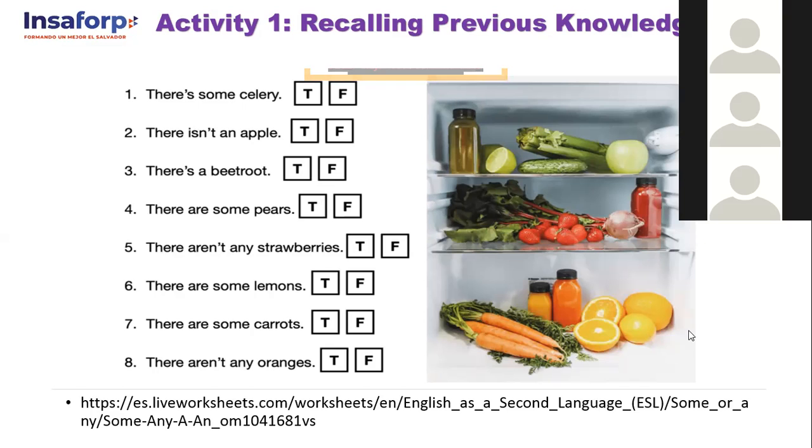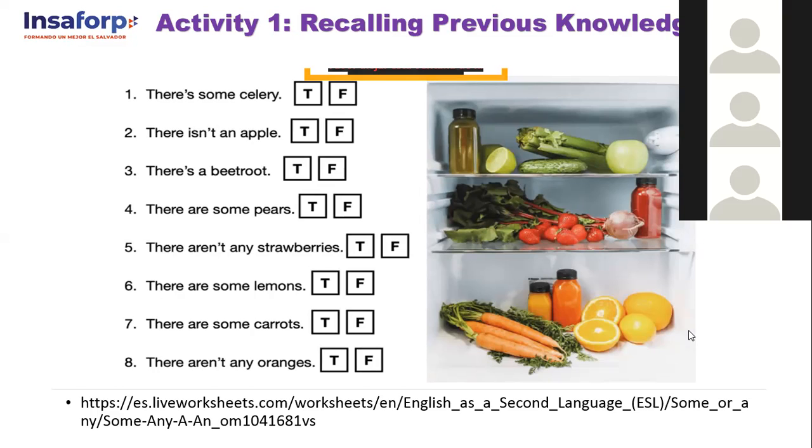Okay, number three, Carlita. There is a beetroot. Beetroot. There is a beetroot. True? No. No. False. What is it? ¿Cómo es la pregunta? In English. What is the meaning of beetroot? Beetroot is remolacha. Is false.